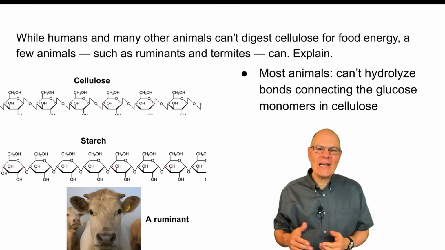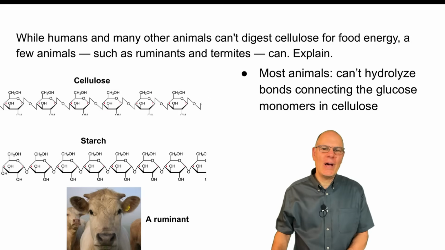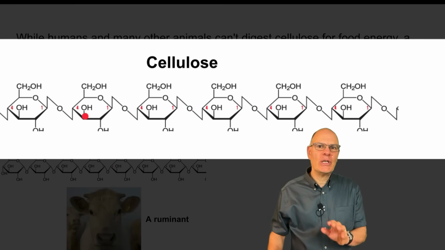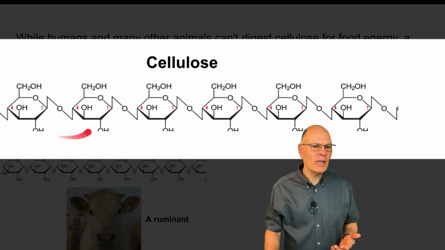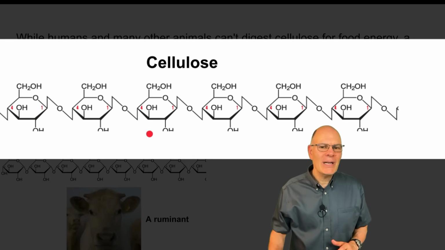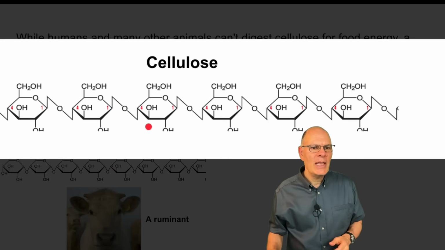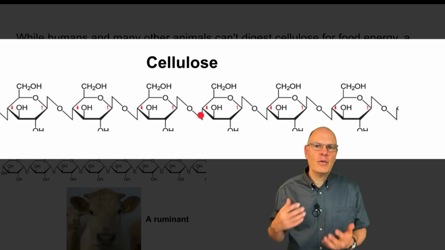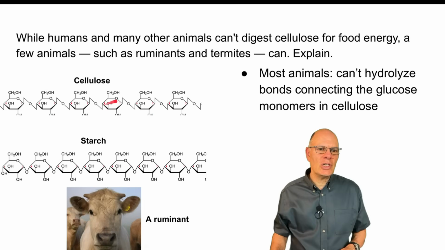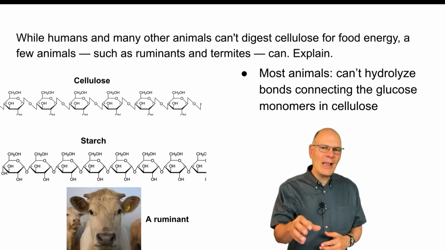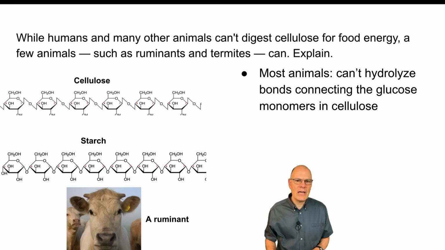Explain. Most animals can't hydrolyze the bonds that connect glucose monomers in cellulose. So here's cellulose, it's a polysaccharide, it's a bunch of linked glucoses, but it's linked in a way so that you don't have the enzymes that can break this bond, freeing up the glucose monomers. So essentially, you could eat lettuce, celery, these are high cellulose foods all day. You'd never get enough calories to really power your life processes.